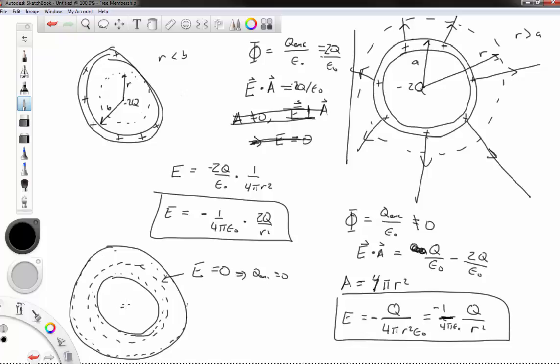What if we put minus 2Q right here? What would that do? Well, then in order to counteract this minus 2Q, if we want to have Q enclosed equal 0, this surface needs to have plus 2Q on it. Okay, well, if this surface has plus 2Q on it and the whole conductor has only plus Q, then this outer surface must have had minus Q on it. So that's how we go about figuring out where the charges are located within a conductor.